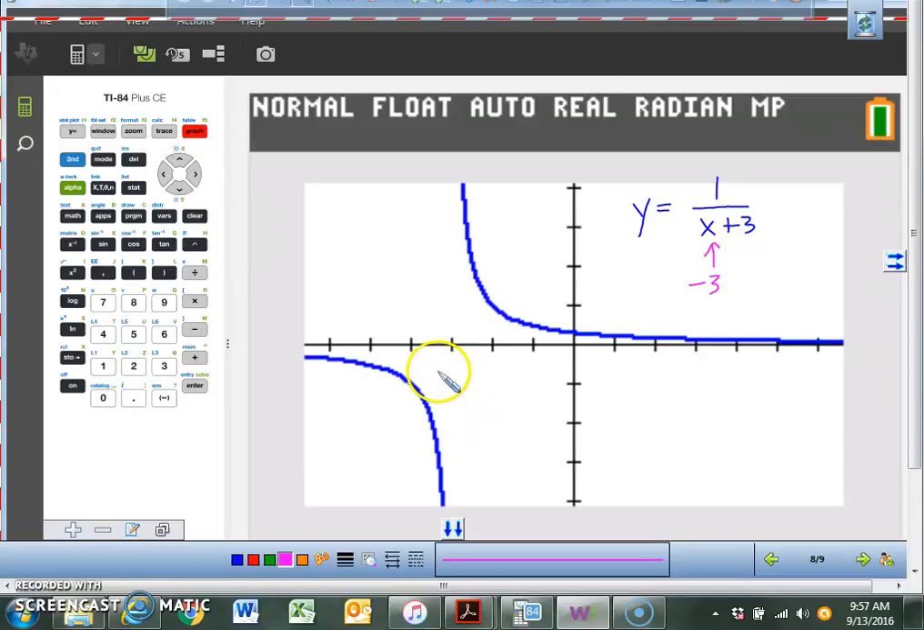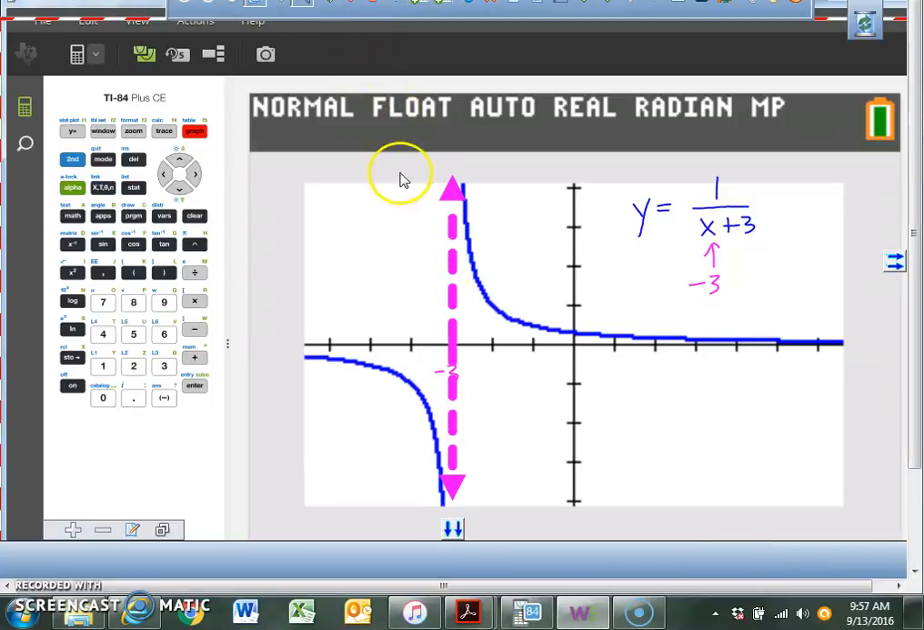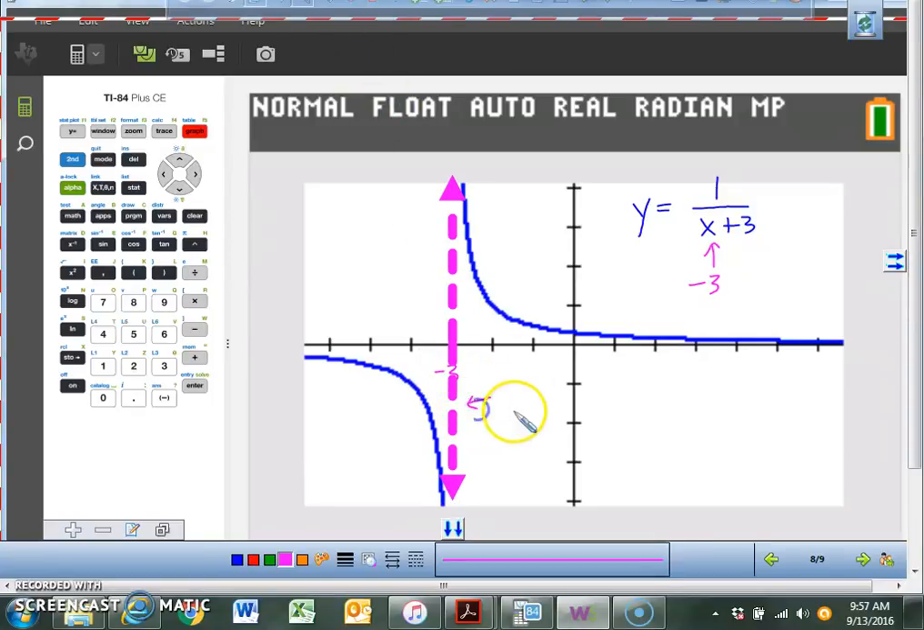So interesting, look what happens to the graph at negative 3. Right here, at negative 3, what was created? Vertical asymptote. A vertical asymptote.